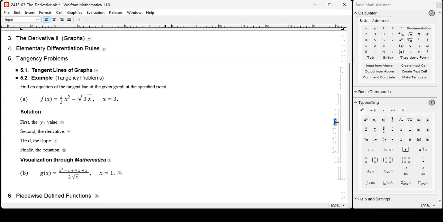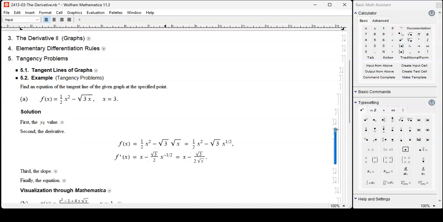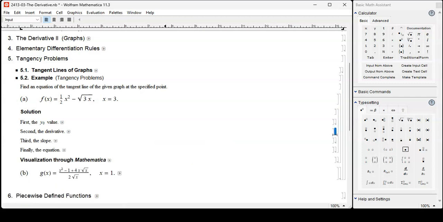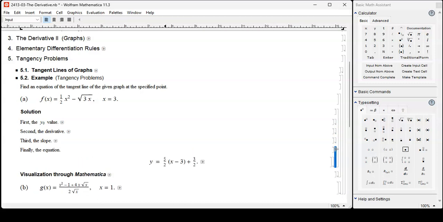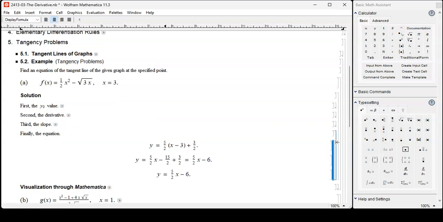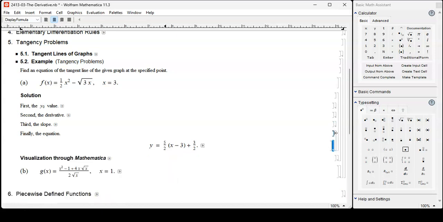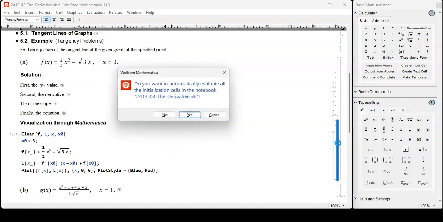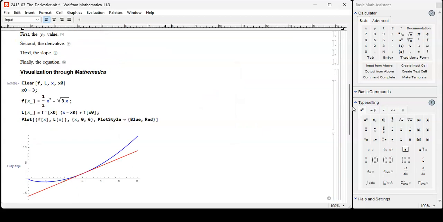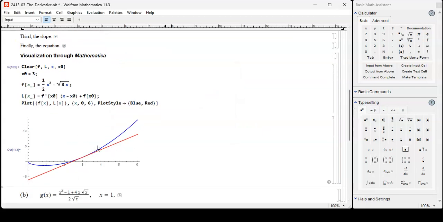Do I have the answer key here? Yep, the y naught value. The derivative. Oh, I use a lot of square root expressions. Oh, that's too scary. And then the slope computation. And finally, the slope-point equation. You can simplify into slope-intercept equation if you want to, but only if you want to. I like the slope-point equation better, and that's sufficient. Here's a visualization through Mathematica. And yep, right here.